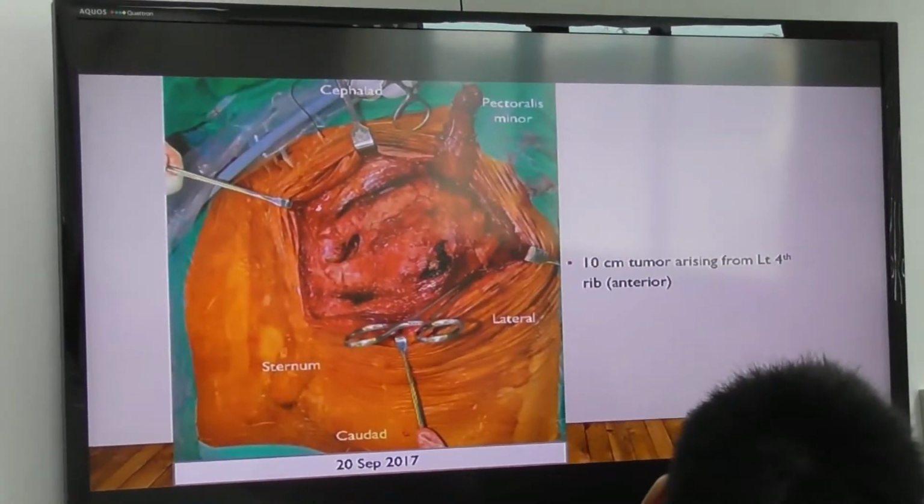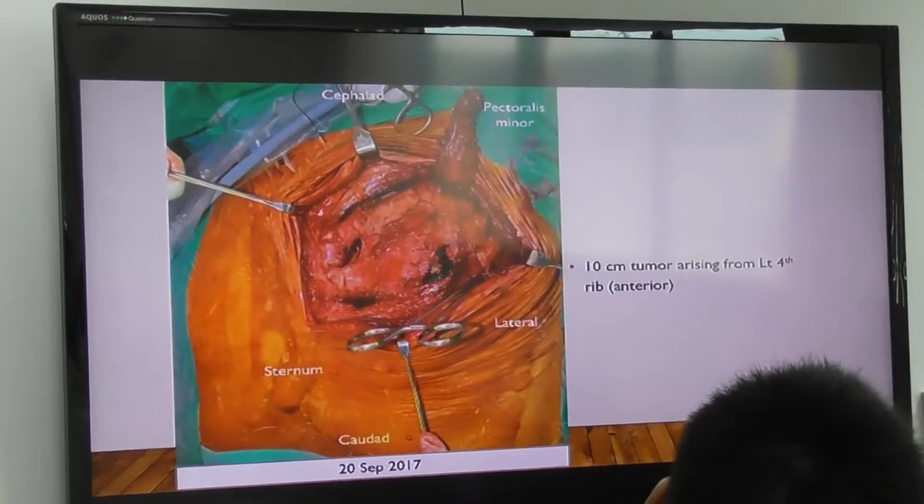I am giving a talk the day after tomorrow on chest wall reconstruction, so I will have more details in it.